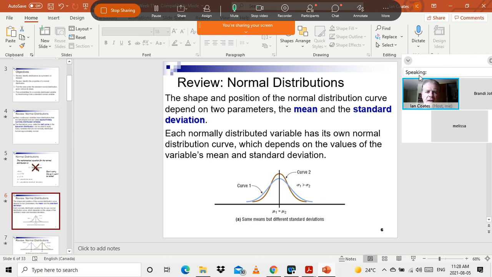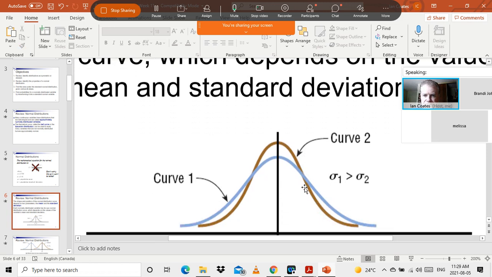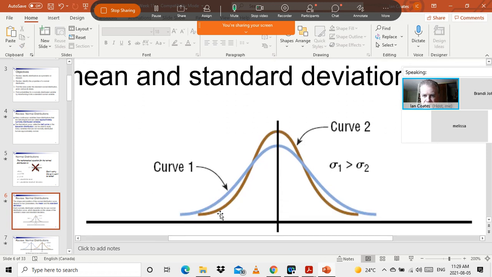Each normally distributed variable has its own normal distribution curve, and you'll see here, the blue one is curve 1, and the brown one is curve 2. You'll see that they both have the same mean, but curve 1, the blue one, has kind of a bigger standard deviation, right? The brown one here, its standard deviation is tighter together. It's meaningful.